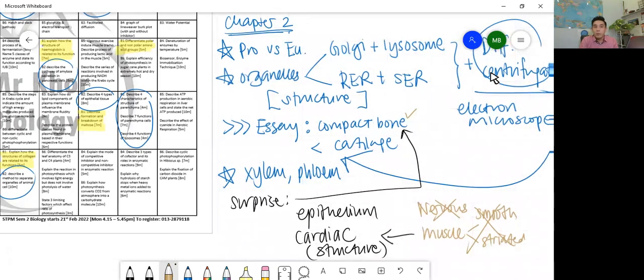They can combine it with differential centrifugation or electron microscope. Okay, compact bone, make sure you know. Surprise question, the types of epithelium, then this one can come out. Explain the structure of cardiac muscle. Okay.